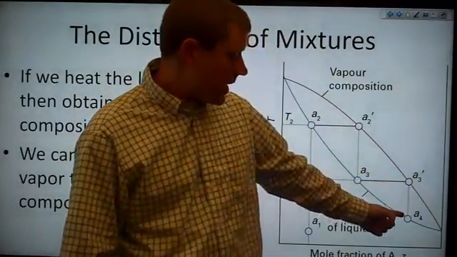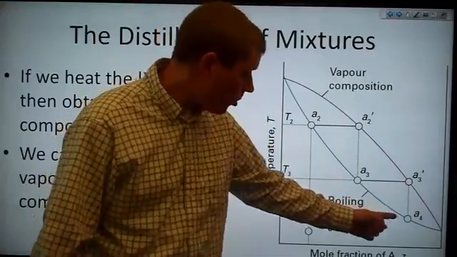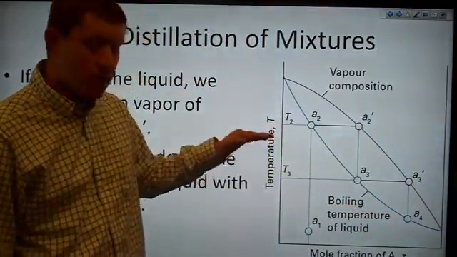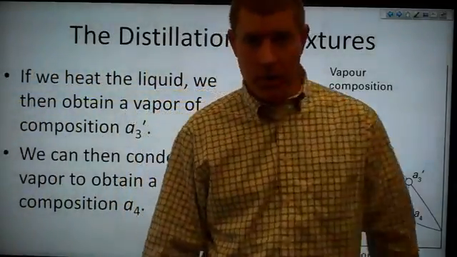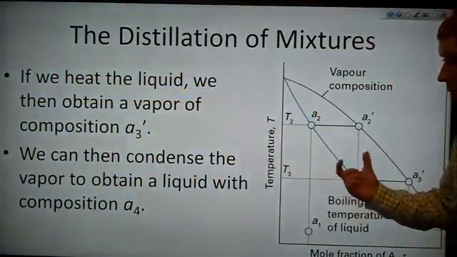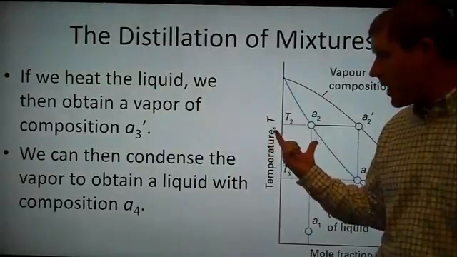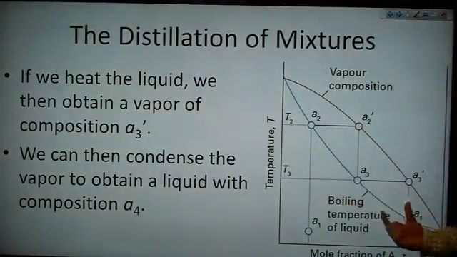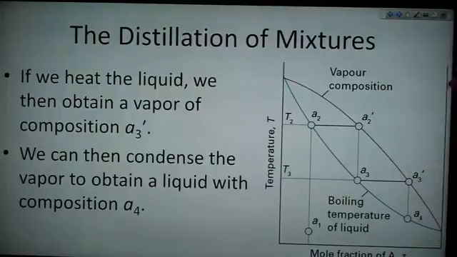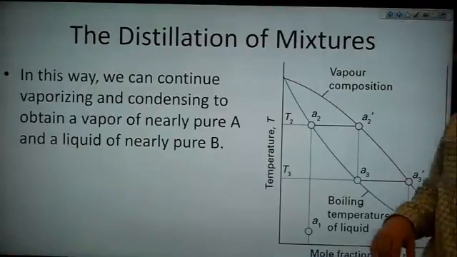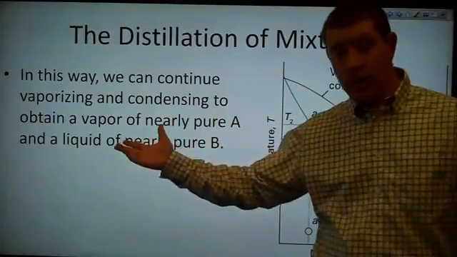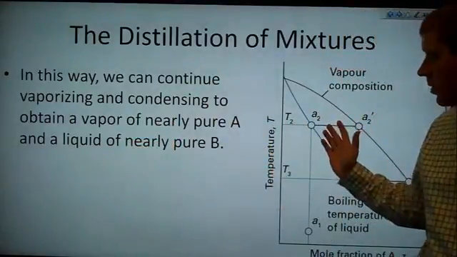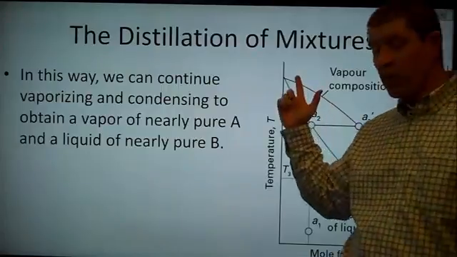And now we can condense that again, and you notice that our boiling point is decreasing with every purification cycle that we go through. So now we have a liquid with composition A4, and we can continue doing this if we choose to, until we get nearly pure A in the vapor, and we'll then get a liquid of nearly pure B.